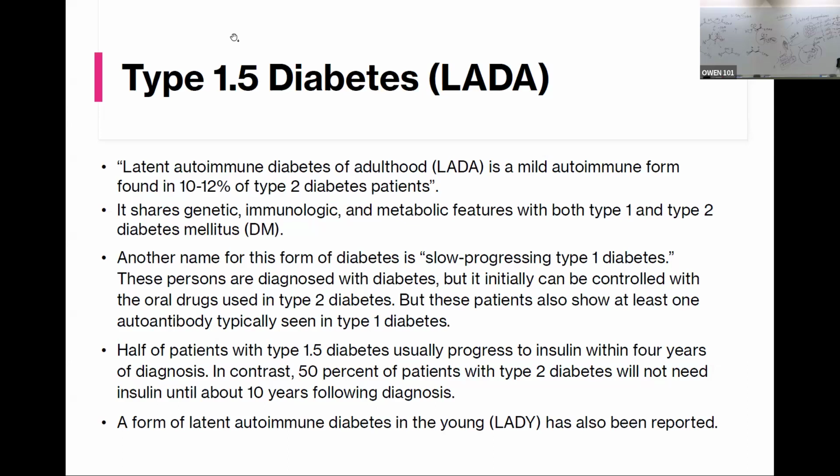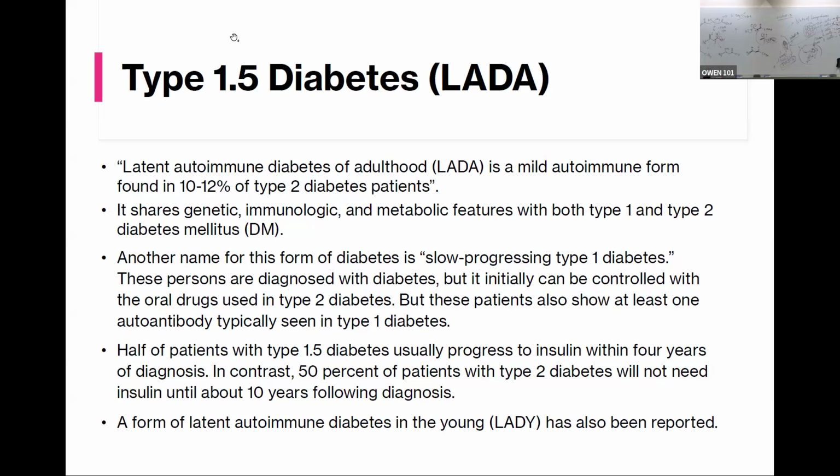For type 1.5 diabetic patients, perhaps within 4 years, they need insulin already. So the definition of this really, because it's considered as type 1, but at least within 6 months they don't need insulin, but usually within 4 years, they will need insulin. So that makes it different from a type 2 diabetes patient.